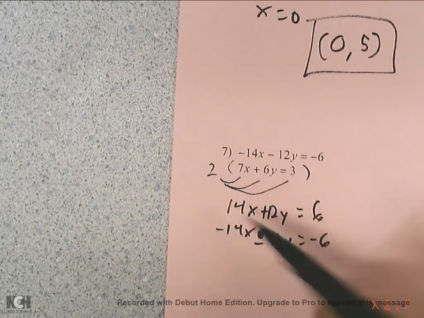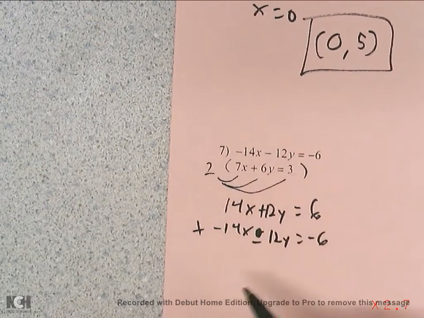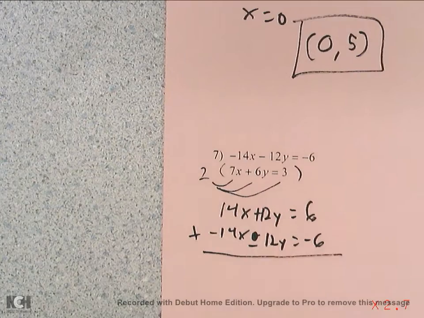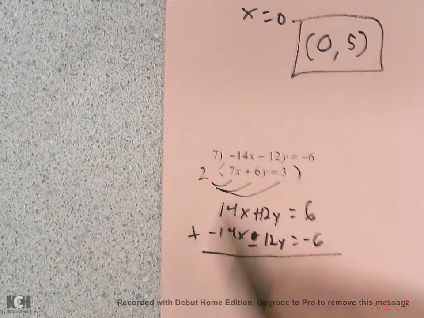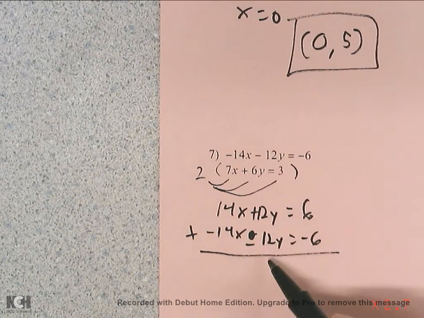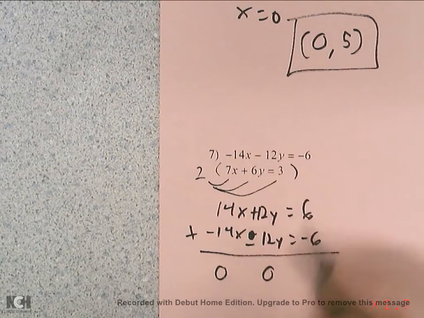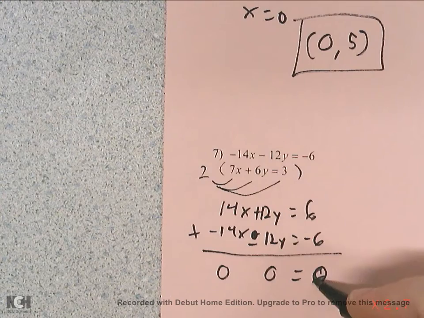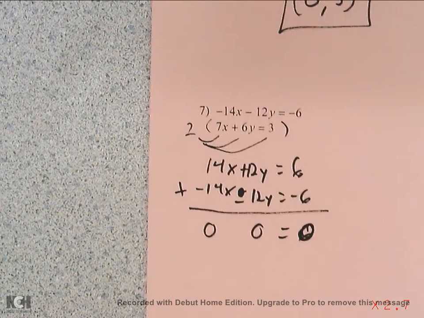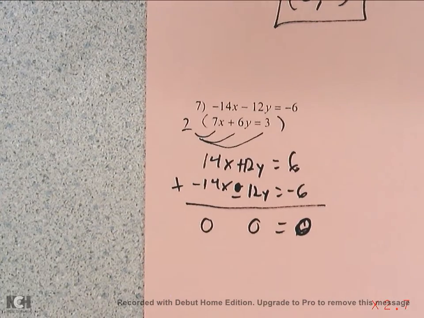So these have different signs, so again, I'm going to add them together. So add 14 plus negative 14, 0. 12 plus negative 12, 0. 6 plus negative 6, 0. Or sorry, I wrote 6 there. That's 0 as well. Okay? So I'm left with 0 equals 0.